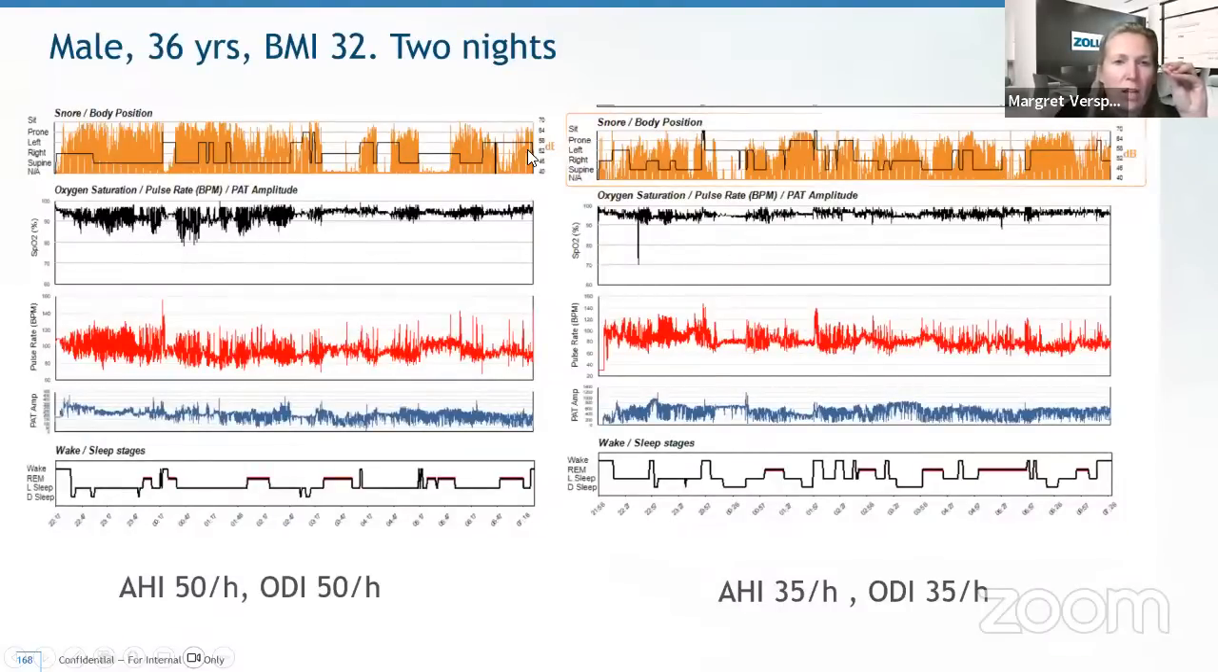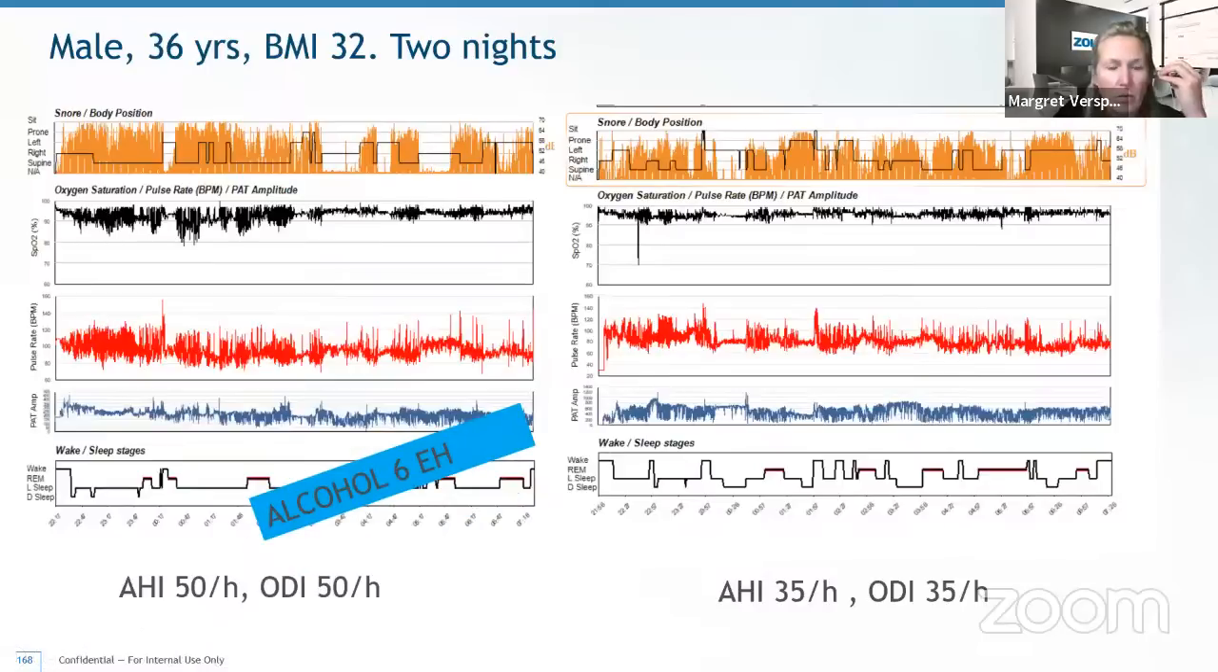So the physician asks, okay, you have the first part of the night, you're more in supine position, you have some deeper desaturations. Was there something different this night compared to other nights? And this was the reason. The patient had a party this night, he drank alcohol, and he did a sleep test with alcohol. Without alcohol, it's still a severe case, but here you can see very nicely how the alcohol works out on the sleep apnea in the patient.